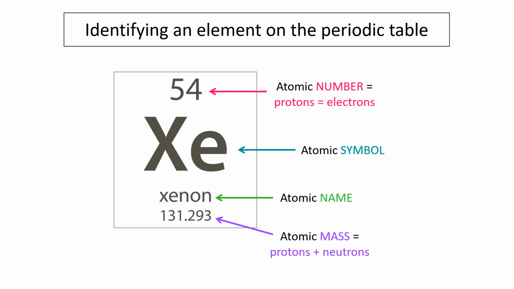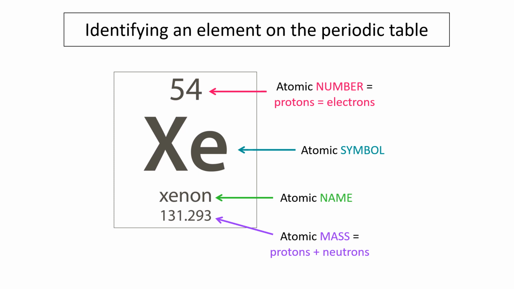Every single element has the following information. It has an atomic number. An atomic number is equal to the number of protons. And in a neutral element, this number is also equal to the number of electrons. So in this particular case, if we're talking about xenon, the atomic number is 54. That means that it has 54 protons, and it also has 54 electrons.